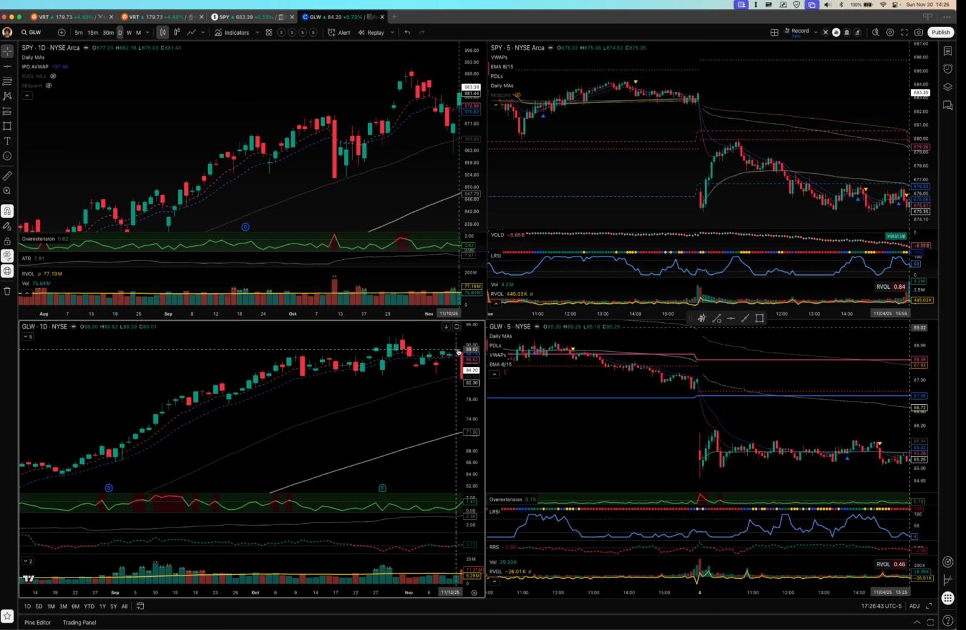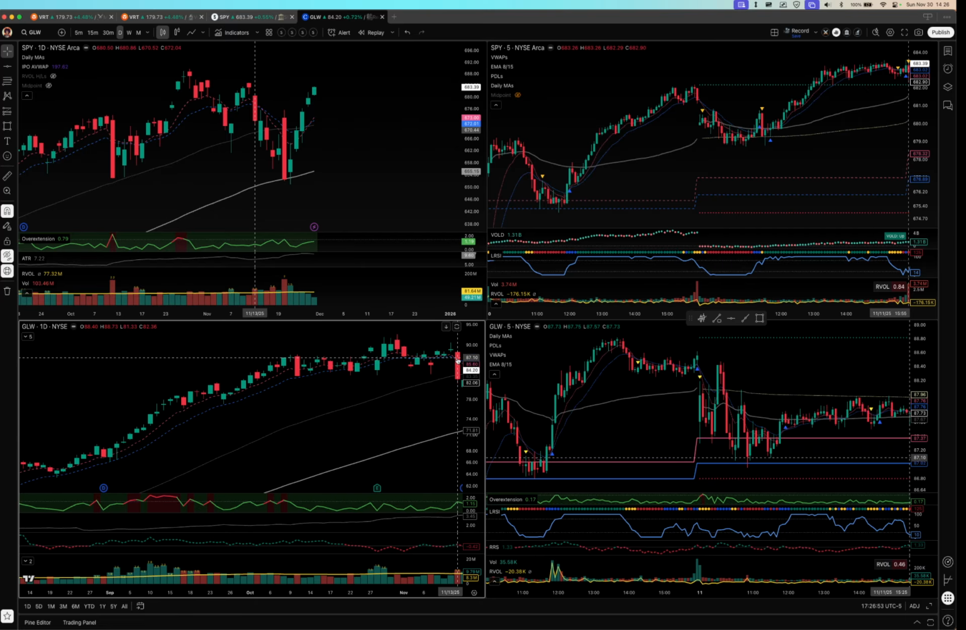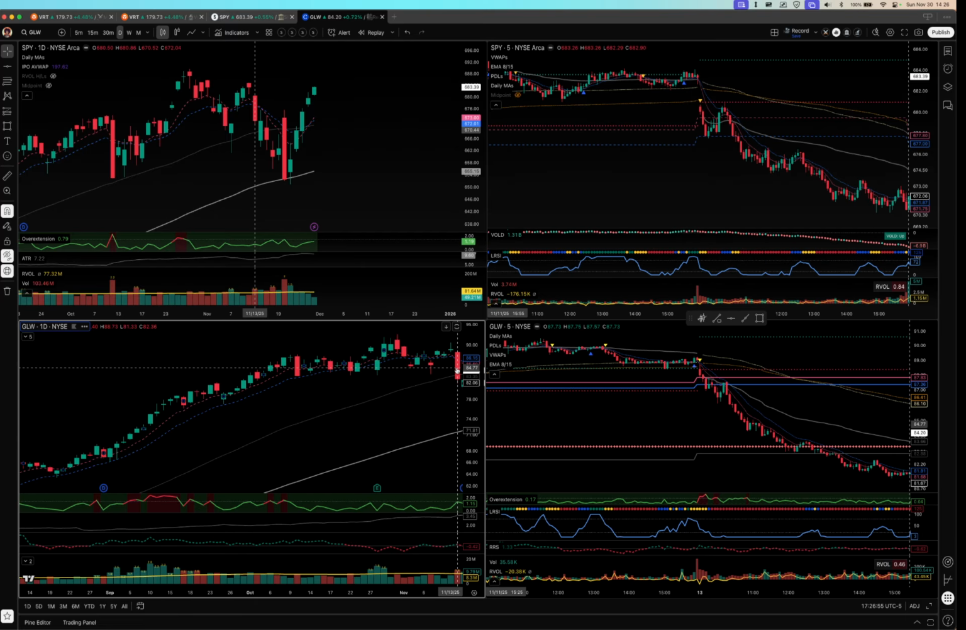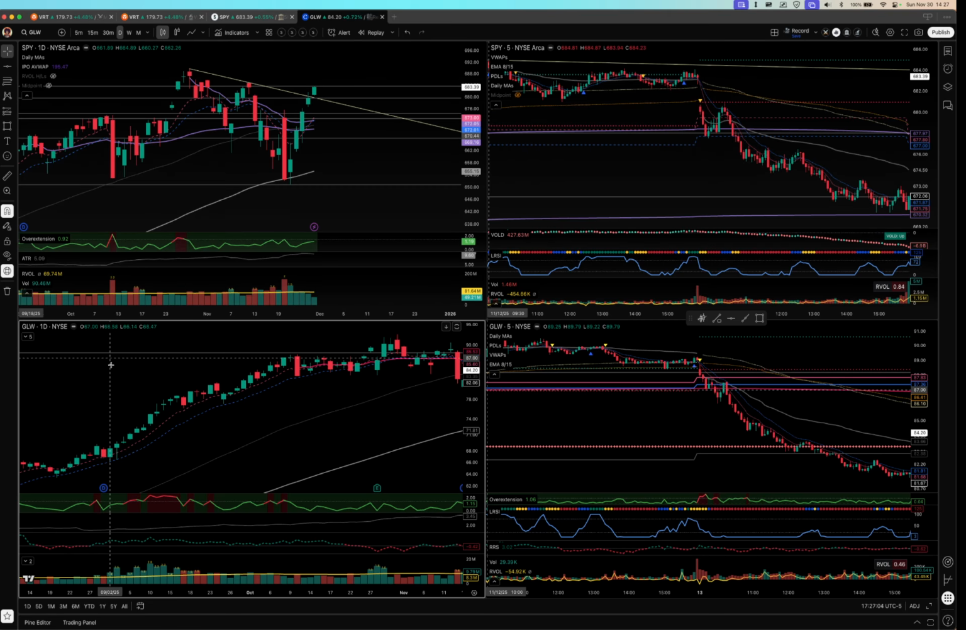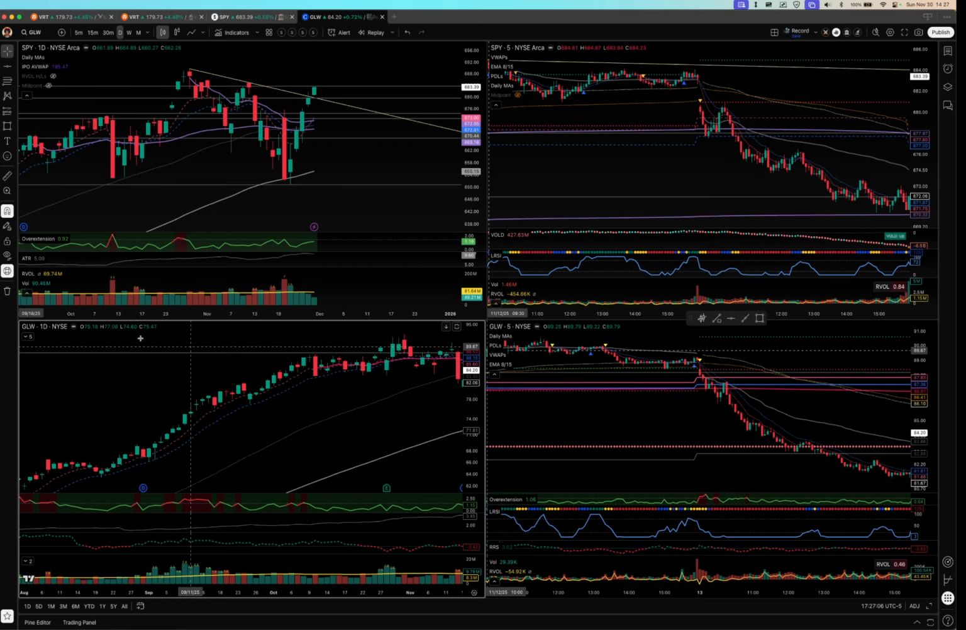Got really close on the 12th, but then ended up closing on a hammer. And then on the 13th, broke through the 8 and 15 EMAs on real heavy volume, right? We got this really big selling day in the market. Broke through a whole bunch of support that the stock had at $83.